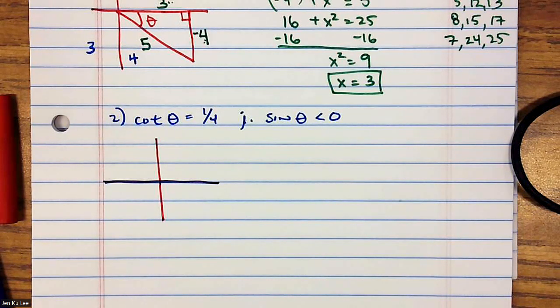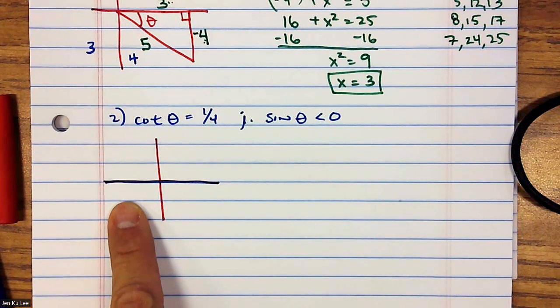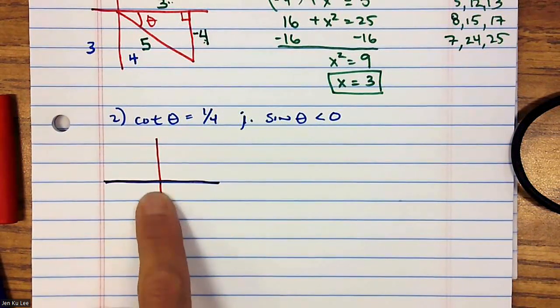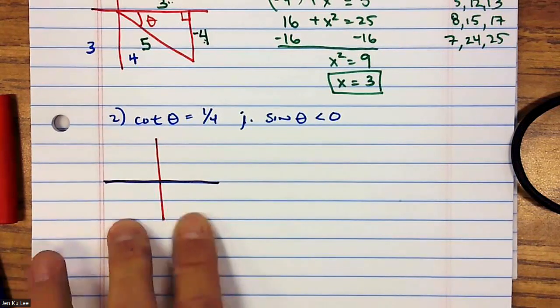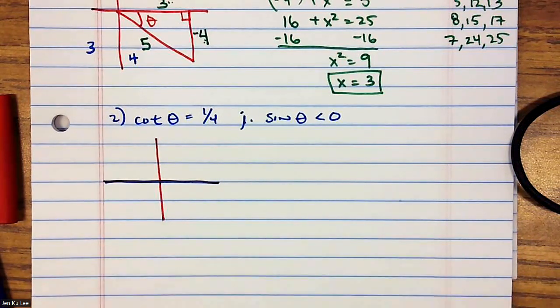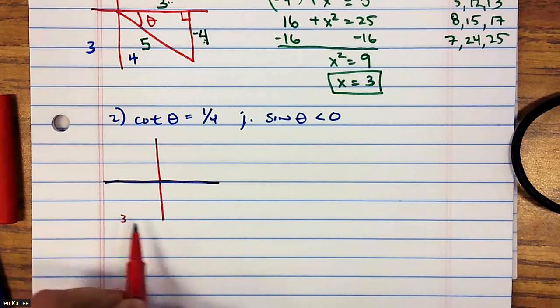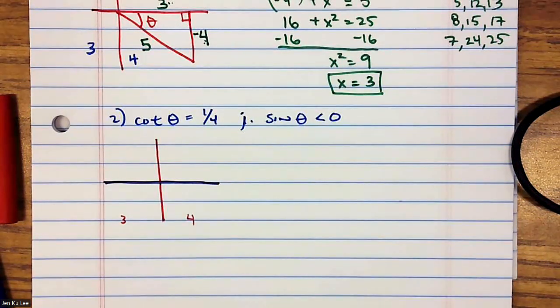I know for a fact that r is always positive because it's a radius. So that means my y needs to be negative. So it's either the third quadrant or, not the second, because my y needs to be negative, so it's third or fourth. It's either this quadrant or this quadrant.